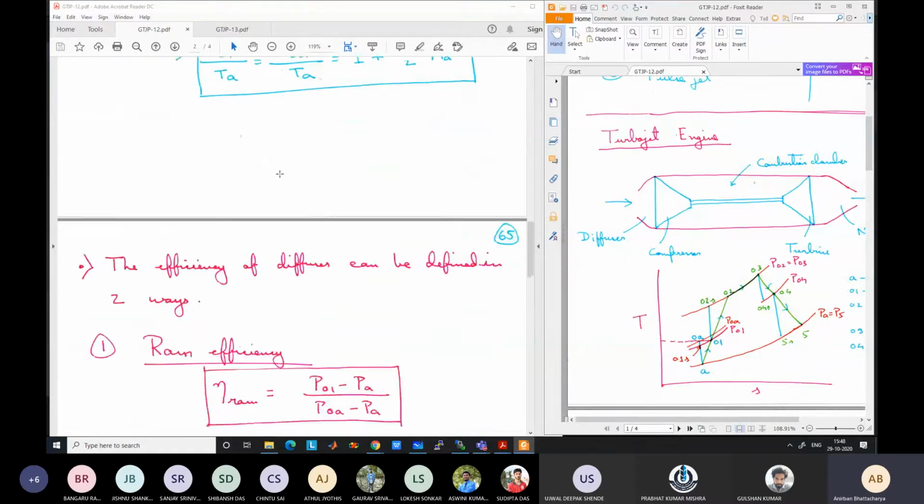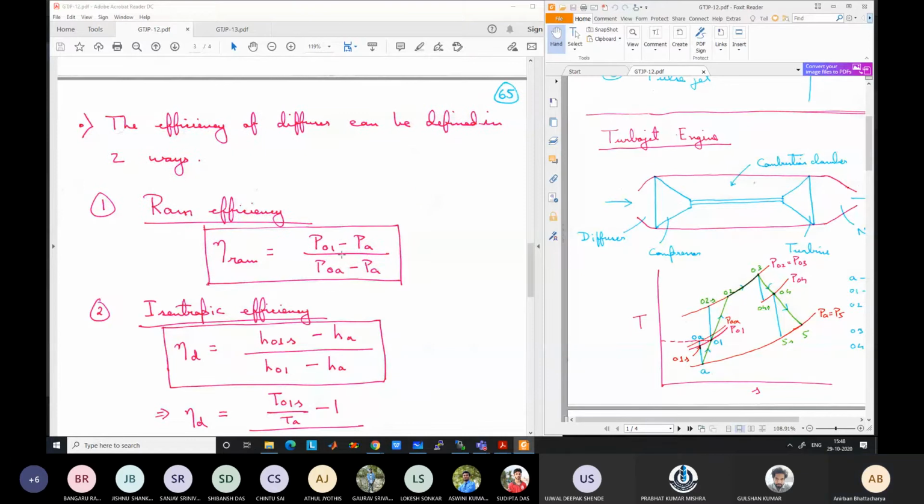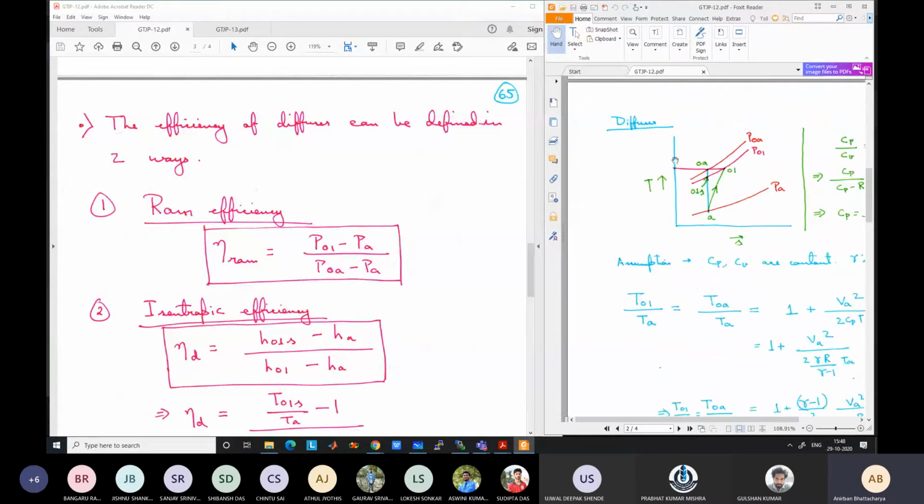So we can define an efficiency like this. Let me open this diagram to keep this handy. P01 minus PA is the actual rise in pressure that is occurring, divided by P0A minus PA, the ideal rise in pressure that could have occurred in the ideal case. This is known as ram efficiency because the diffuser is acting with a ramming effect, meaning the air is coming in and getting compressed in the diffuser, like something is forcing the air to get compressed. So that's why it is known as ram efficiency.